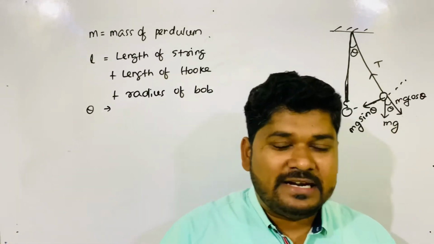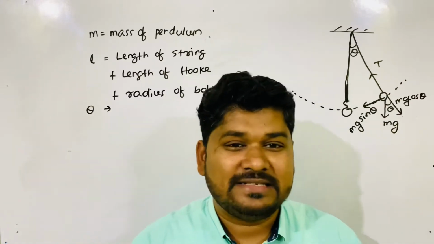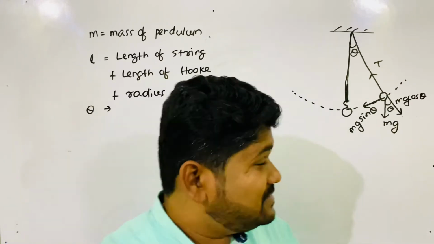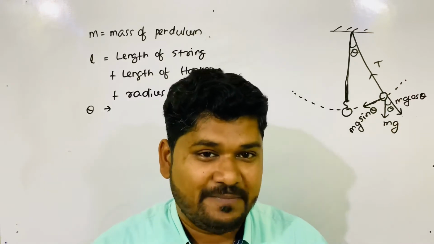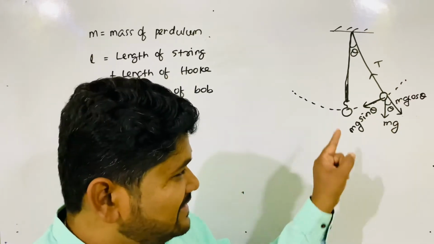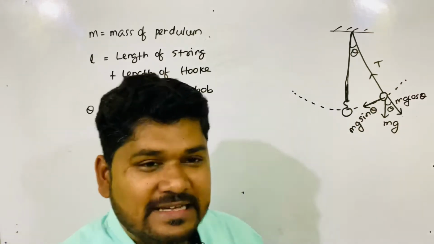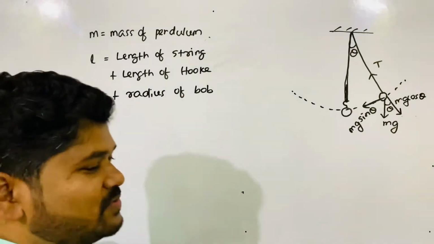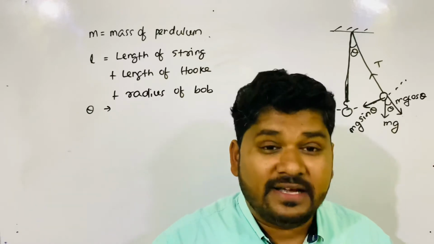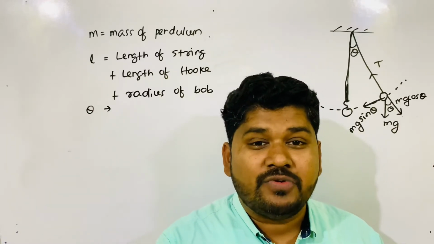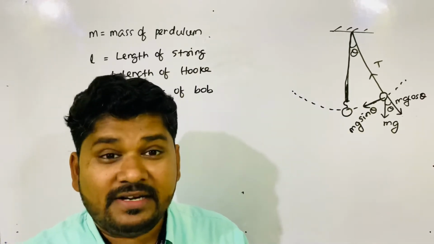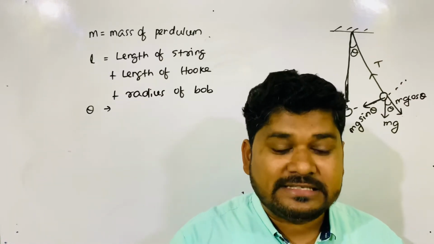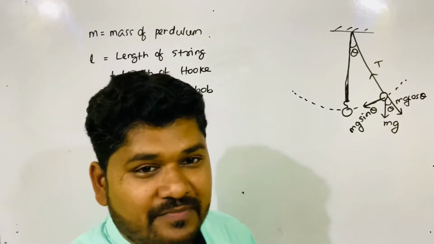Which component is now acting towards the mean position, mg cos theta or mg sin theta? You mark here, this is the mean position, so mg sin theta. It's very clear. The force which acts towards the mean position is your restoring force. That is responsible for SHM.